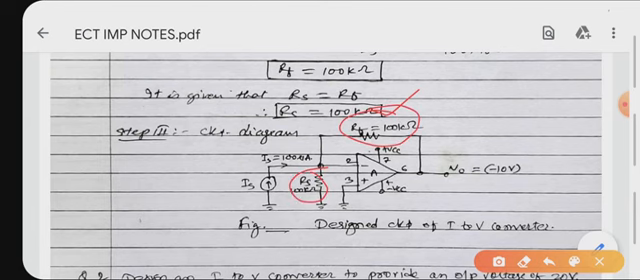Here RS is in parallel with IS, because you know that in a current source the source resistance is always connected in parallel with the current source, and if it is a voltage source, the source resistance is in series with the voltage source. Okay.